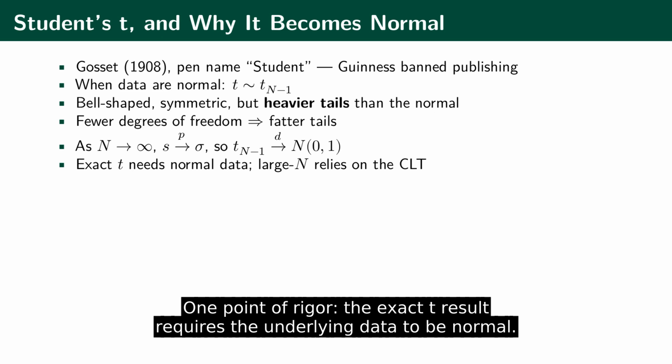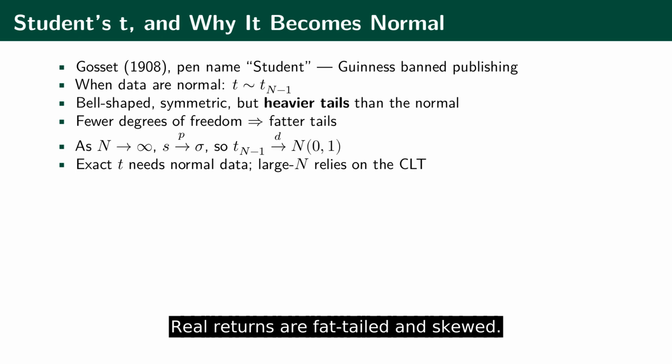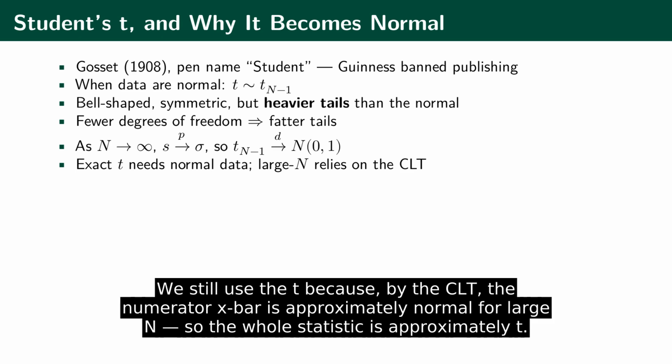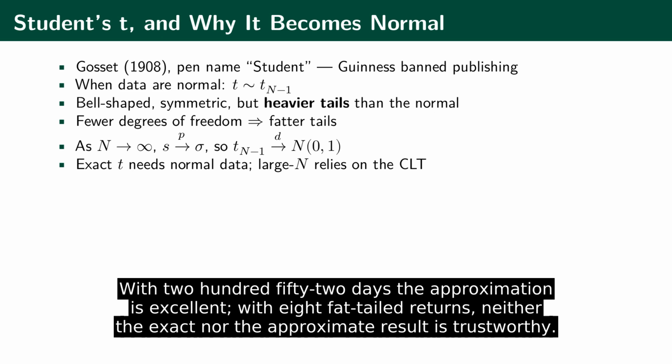One point of rigor: the exact t result requires the underlying data to be normal. Real returns are fat-tailed and skewed. We still use the t because, by the CLT, the numerator x bar is approximately normal for large n, so the whole statistic is approximately t. With 252 days, the approximation is excellent. With 8 fat-tailed returns, neither the exact nor the approximate result is trustworthy.